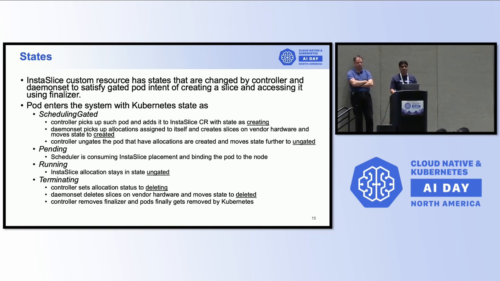When the Kubernetes state is pending, it means the scheduler is consuming the InstaSlice placement and is in the process of binding pods to the node. When the Kubernetes state is running, it means that the pod is ungated and the scheduler has bound the pod to the node. When the workload is completed or deleted by the user, the Kubernetes state of the workload will be terminating. This will cause the allocation to enter state deleting, which is set by the controller. Daemon set will eventually delete the slice and set the status to deleted. This causes the controller to remove the finalizer from the pod, and finally the pod should disappear from the system.